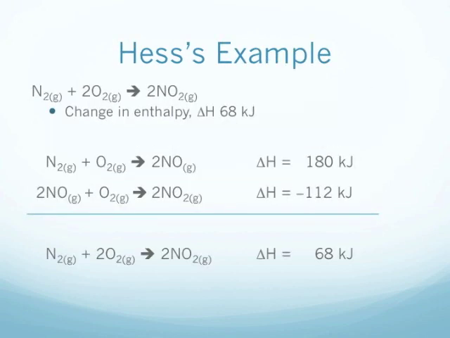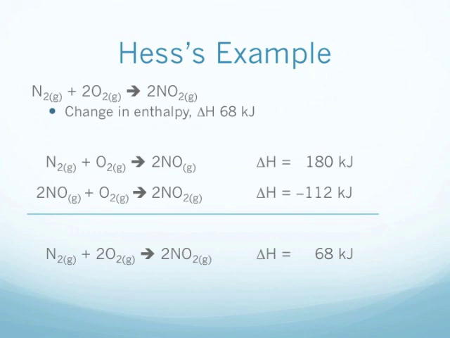My first example for Hess's law is a relatively simple one. The top reaction on the slide has a change in enthalpy of 68 kilojoules. Nitrogen gas plus 2 oxygen gas yields 2 NO2. Now those two lower step reactions combine algebraically to equal that first one. The change in enthalpy associated with each of those steps also algebraically add up to that overall reaction. As I said though, this is a straightforward example.